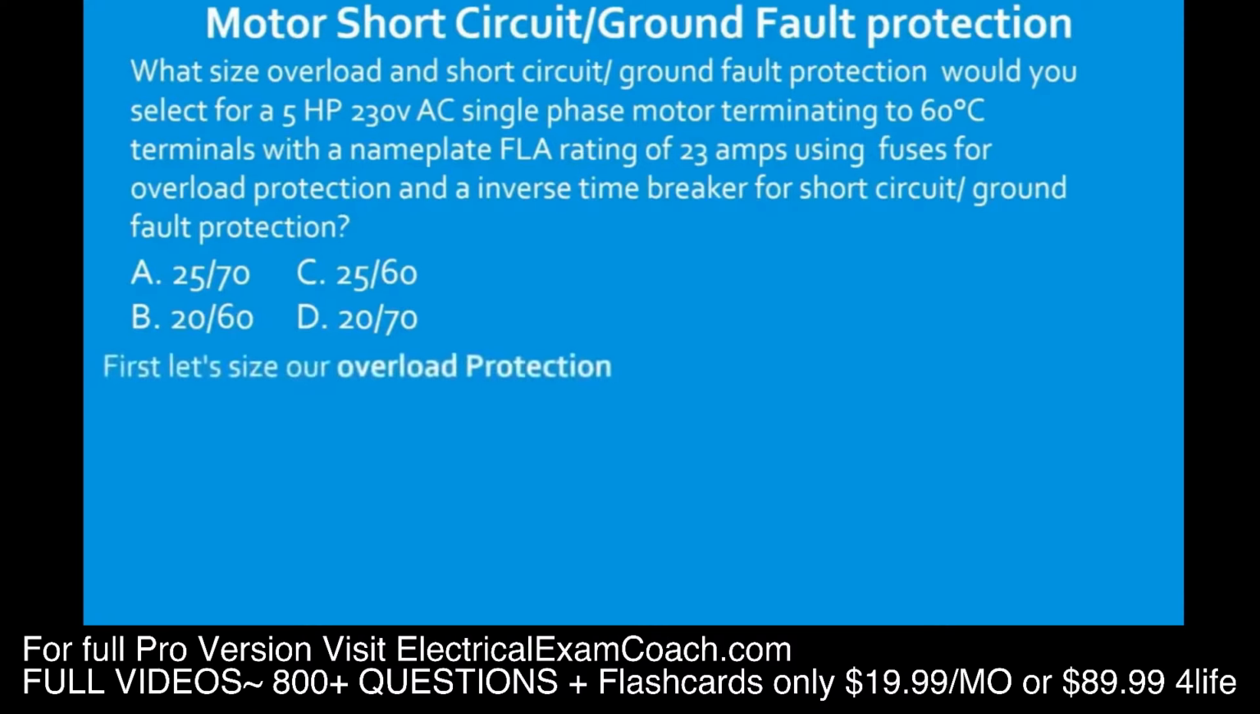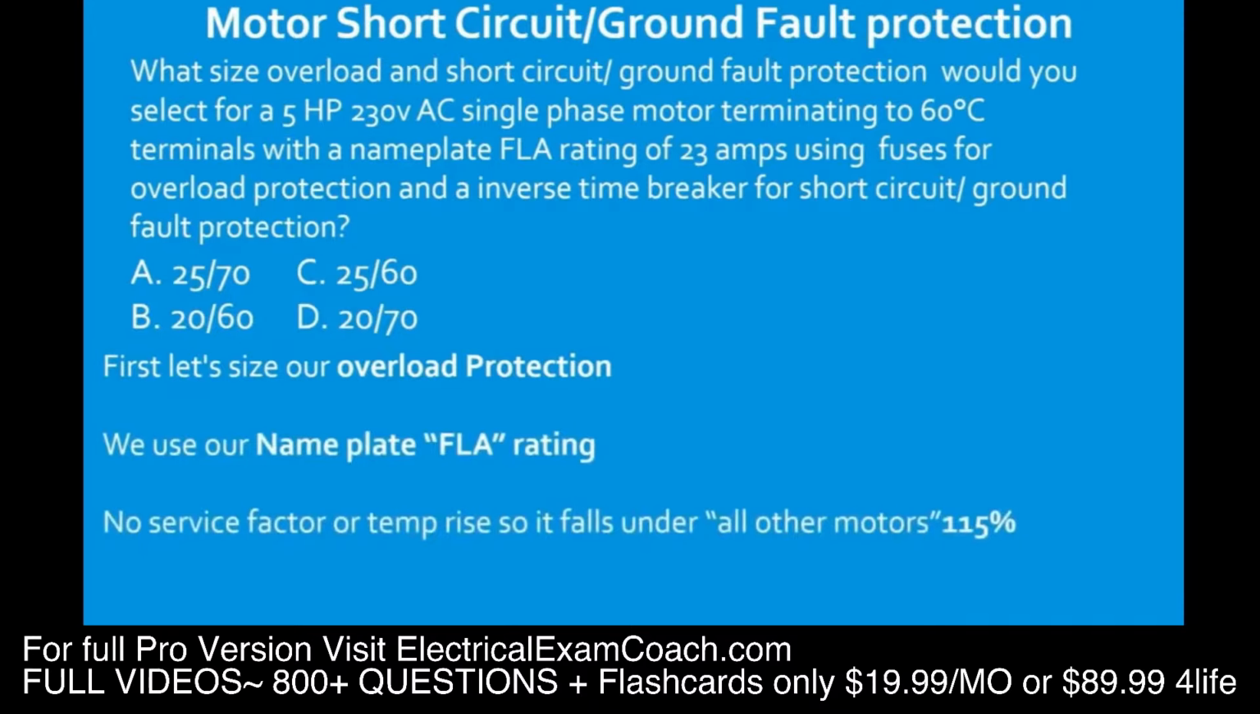So first let's size our overload protection. We use our nameplate FLA rating for it. There's no service factor or temperature rise listed, so it falls under all other motors. We take our 23 amps, multiply by 1.15. That gives us 26.45. Now head to 240.6(A), select the next size down. That's going to be a 25.